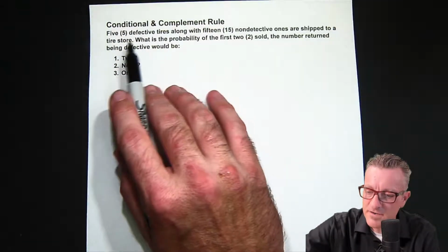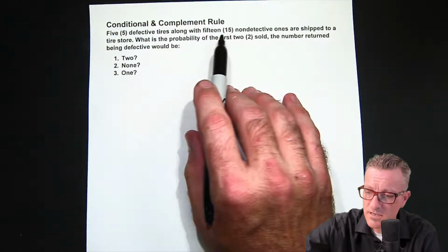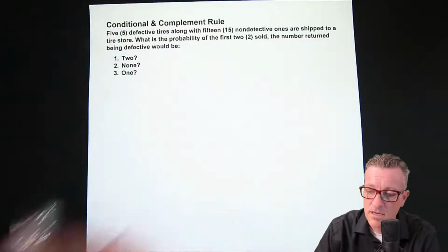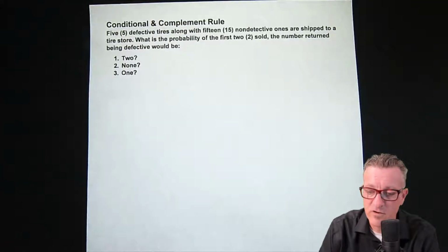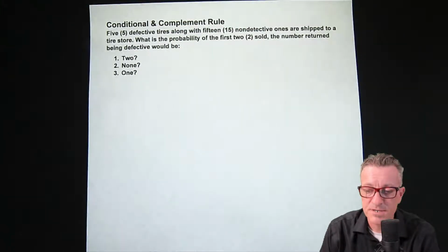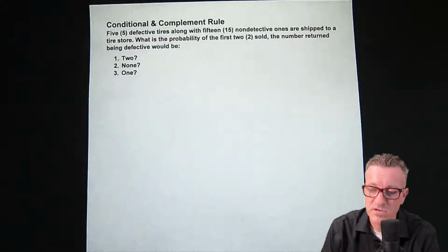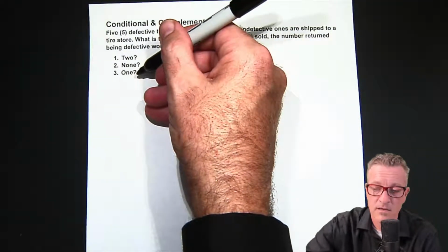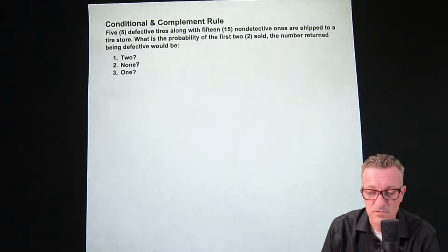5 defective tires along with 15 non-defective ones are shipped to a tire store. What is the probability of the first 2 being sold, the number returned being defective will be 2, none, and 1. So 20 tires, 5 of them are defective, 15 of them are not defective. And we're looking for the probability of the first 2 sold, that 2 are returned, none are returned being defective, or 1. So how many defective out of the first 2 being sold are there?